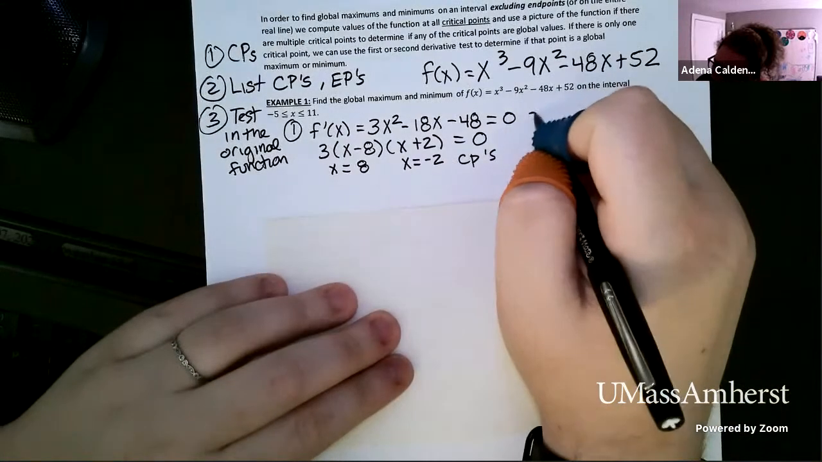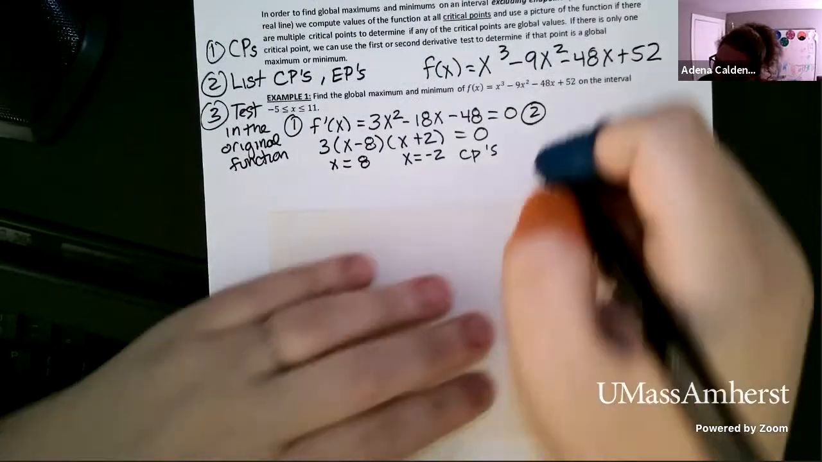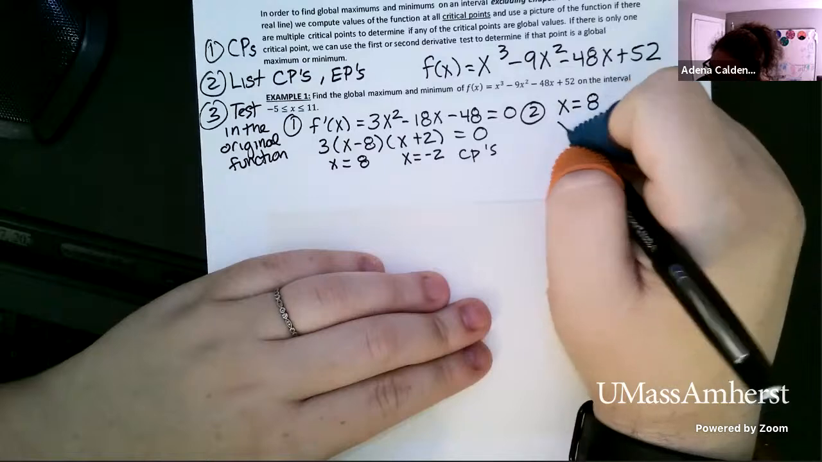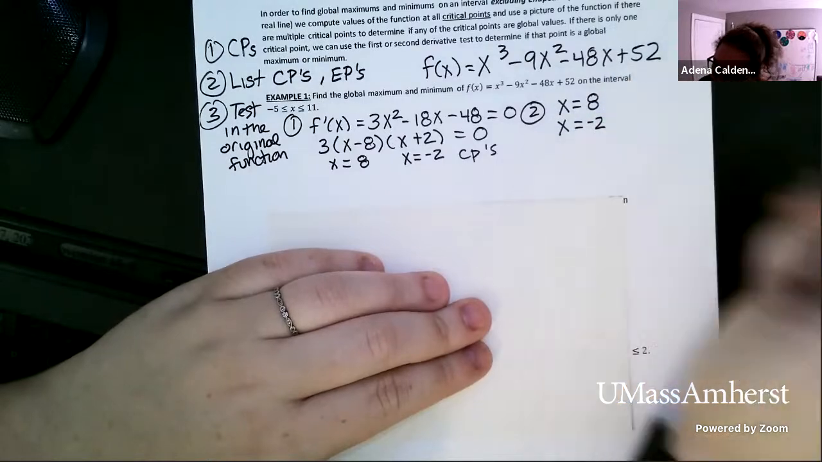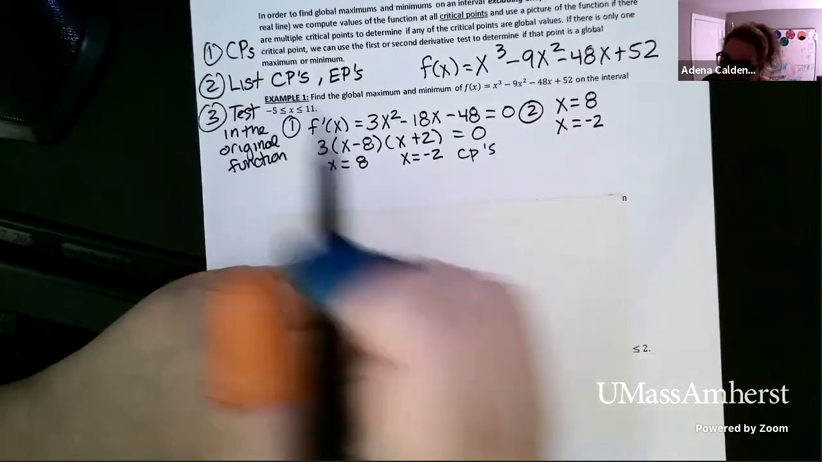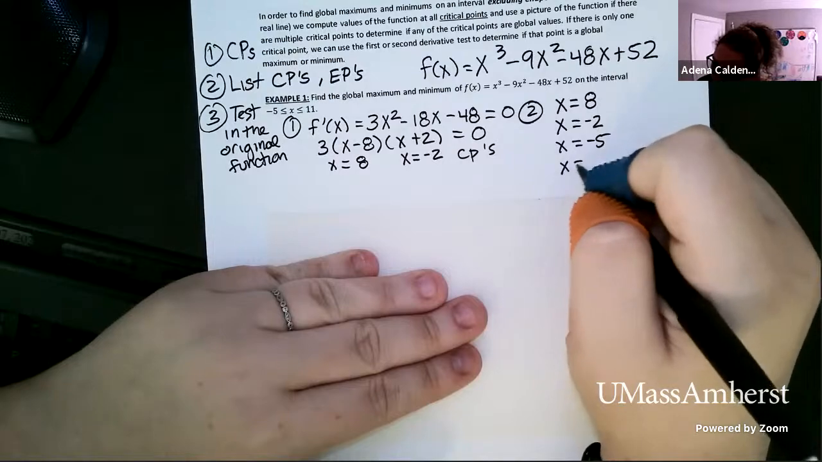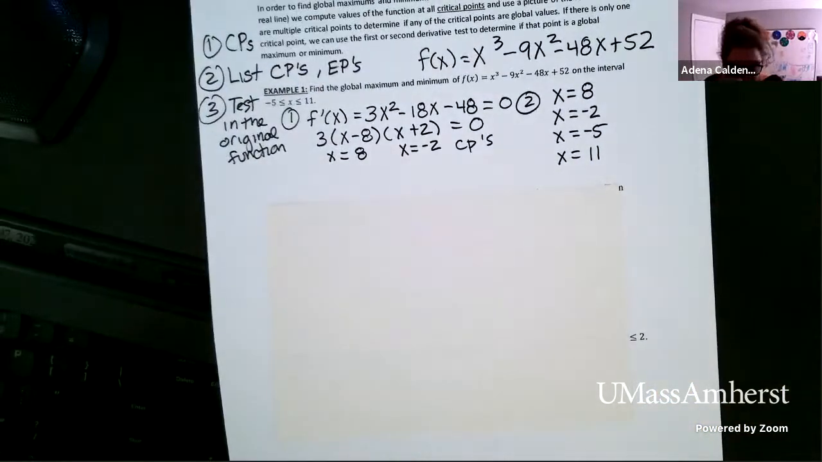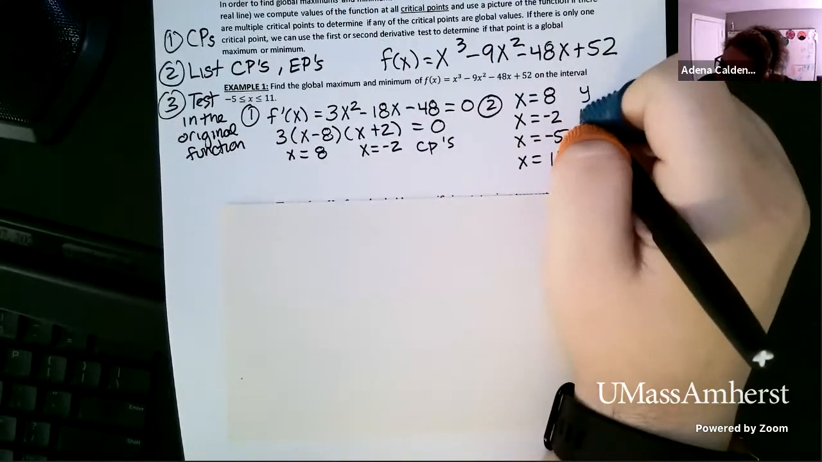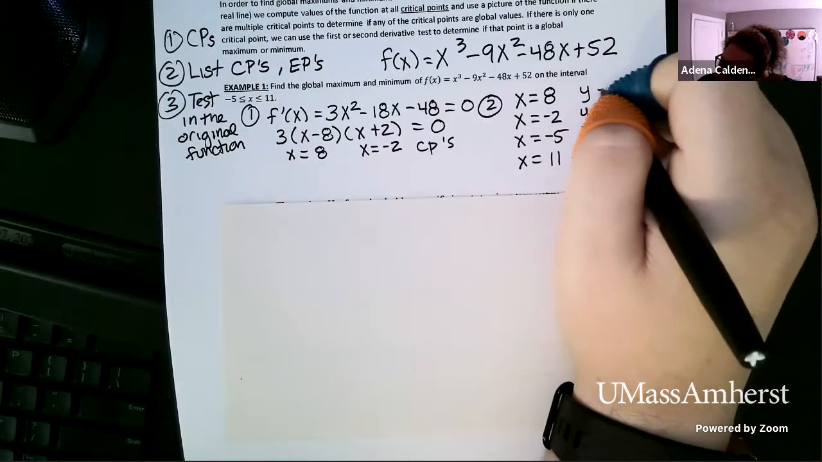Now I'm going to make a list of all my critical points and all my endpoints. Here the order doesn't really matter. So we have x equals 8, x equals -2. Those are my critical points. And then -5 and 11. Okay, so that's what my list looks like. And what I need to do is plug each of these back into the original to see what I get for a y value.